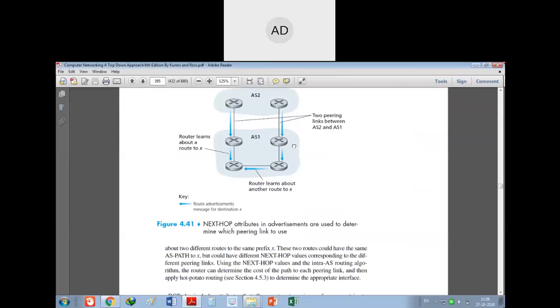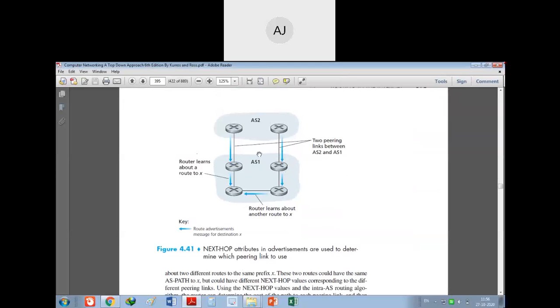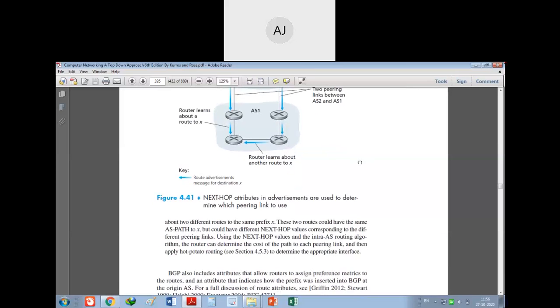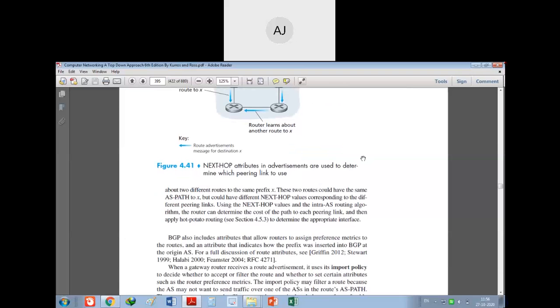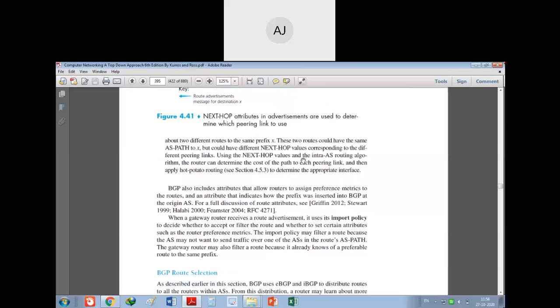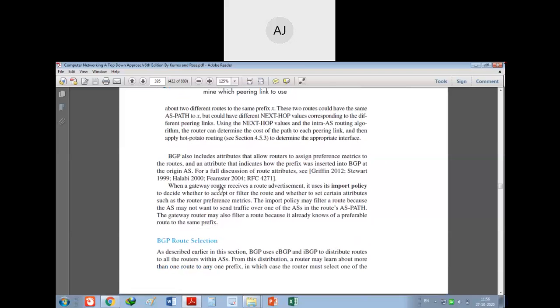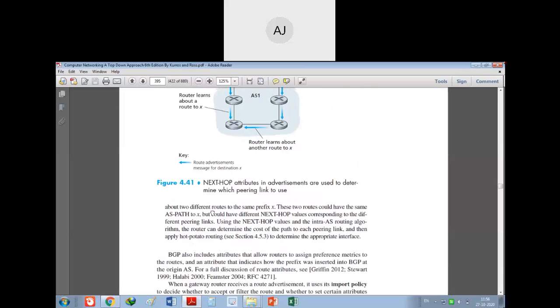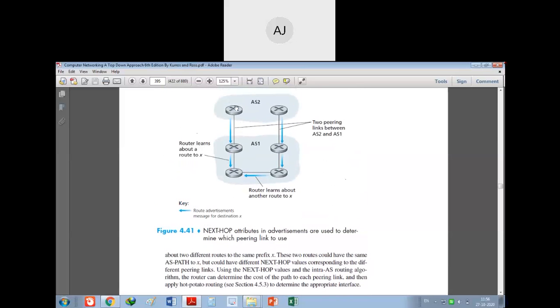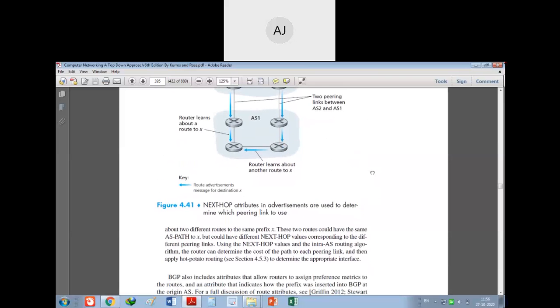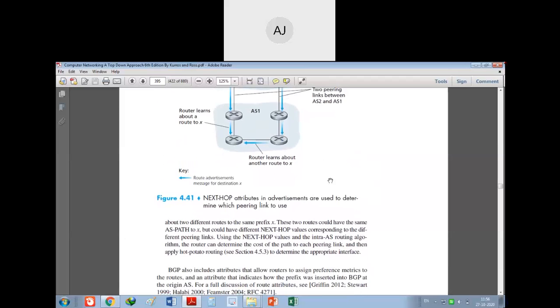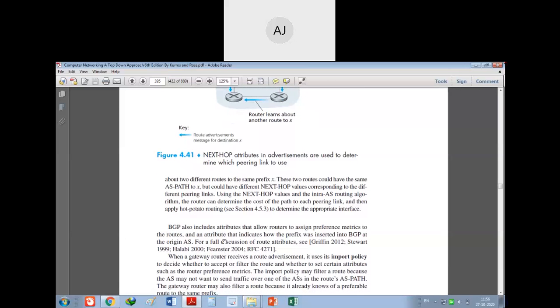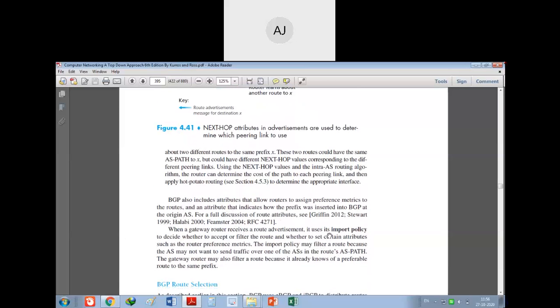Now, this is the diagram. We have explained already what is intra and what is inter autonomous system. Next one. One more point is the import policy. When a gateway router, now in this case what will be the gateway router? So this A and this say B, these are called gateway routers, which are situated at the end. So for these gateway routers, it uses its import policy.